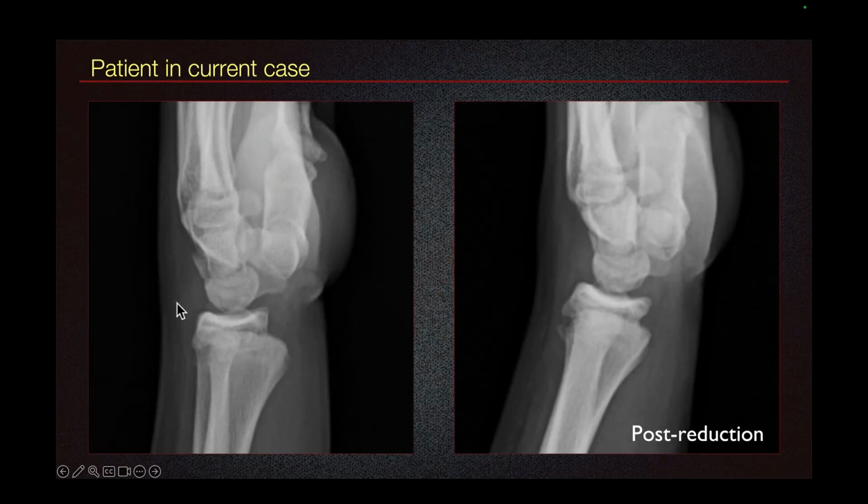So this is our original radiograph, and this is post-reduction radiograph, and we can see that the displaced fracture fragment has come slightly more anteriorly and there's improved alignment.